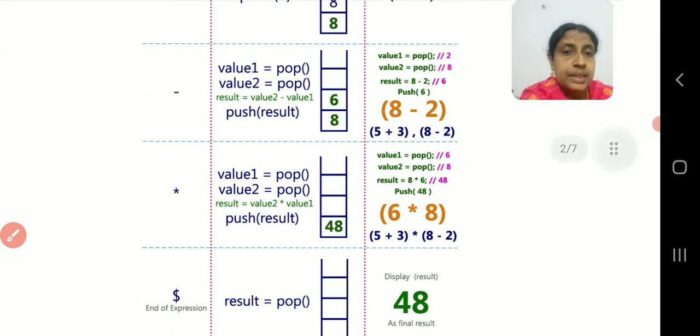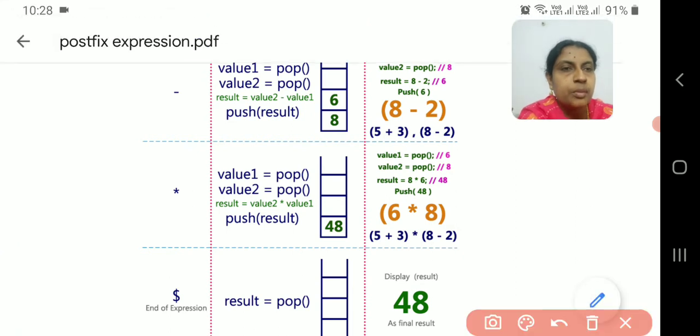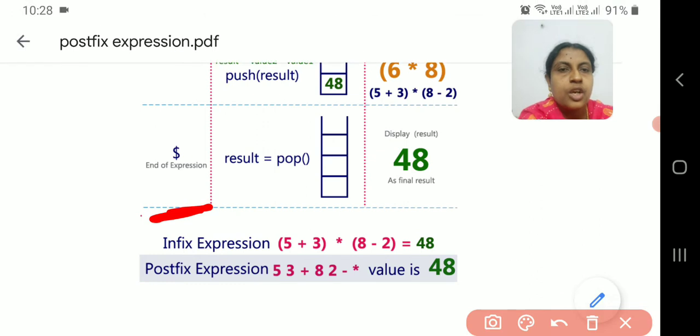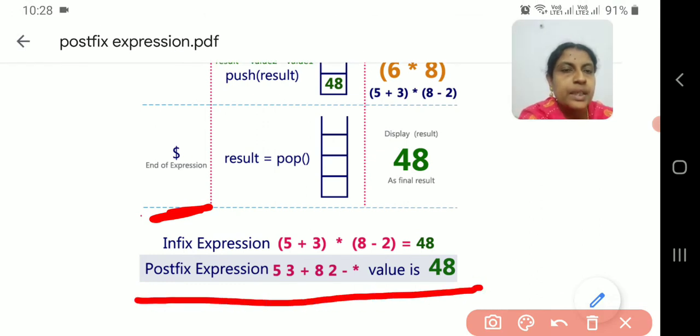Next when you see, the asterisk is entering. So already 6 and 8 are there. Once again same rule: an arithmetic operator is entering means you need to pop 2 operands. So 6 and 8 will be removed and the symbol entering is multiplication. So 6 into 8, 48 will be there and the answer will be pushed to the stack. So your final answer will be 48 and you need to write like this: the postfix expression 5 3 plus 8 2 minus asterisk is 48.